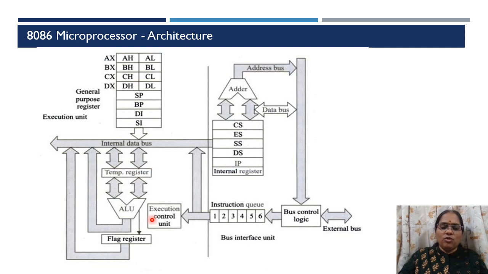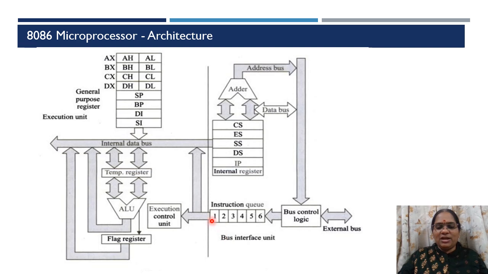Otherwise, if you are going to perform any arithmetic operation like add AX and BX, fetch the data from AX, fetch the data from BX through this data bus, store it in a temp register, and add using your arithmetic logic unit. Based on your addition, the flag register content will be affected, and the result may be stored as the final answer, maybe in AX. So all this function will be performed.